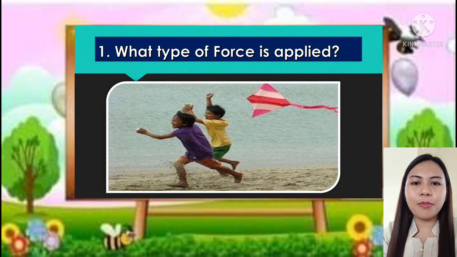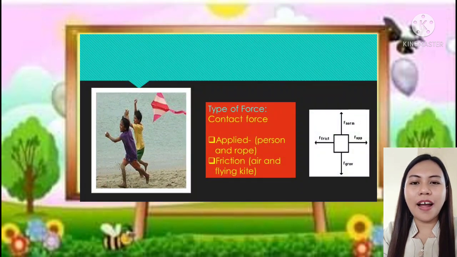Let's have picture number 1, the kite flying. So what do you think is the force applied to this object? Yes, you're right. It is contact force. And we have here a free body diagram. So first is applied force between the person and the rope or the tie of the kite. And another one is the friction force between the air resistance and the flying kite.